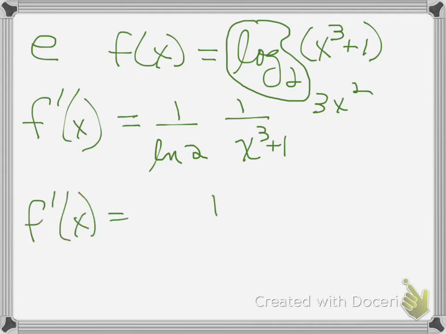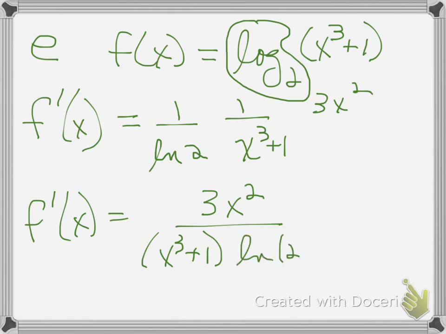So just cleaning it up, I would probably do the following. Let me back up a little bit. I would put 3x squared in my numerator, and my denominator, I would put the x cubed plus 1 in parentheses in the front times the natural log of 2. And that's your best form of that answer. So that's E. So let's go on to F.